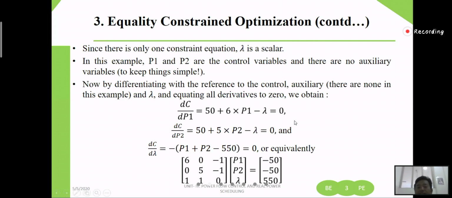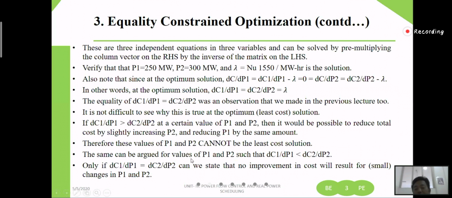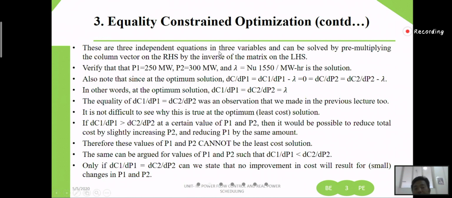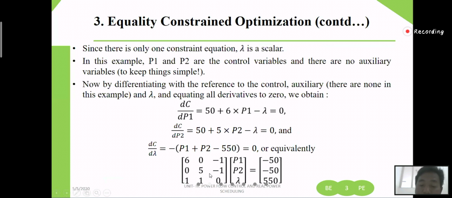First, we can see there are 3 independent equations. Three independent equations in the 3 variables can be solved by pre-multiplying the column vector on the right hand side by the inverse of the matrix on the left hand side. Here I have not solved this one, because in mathematics you have learned how to solve such matrix equations.